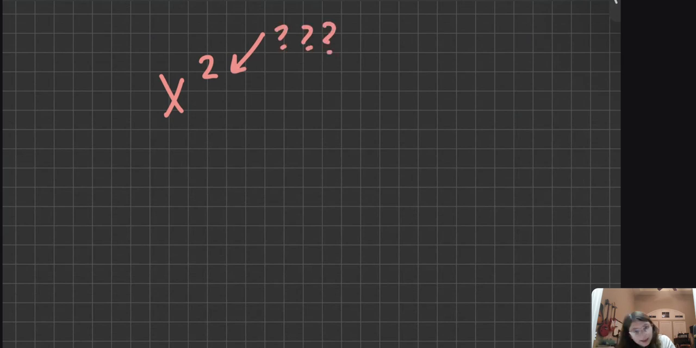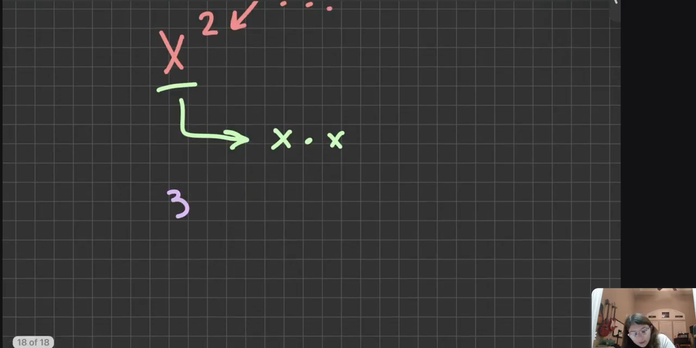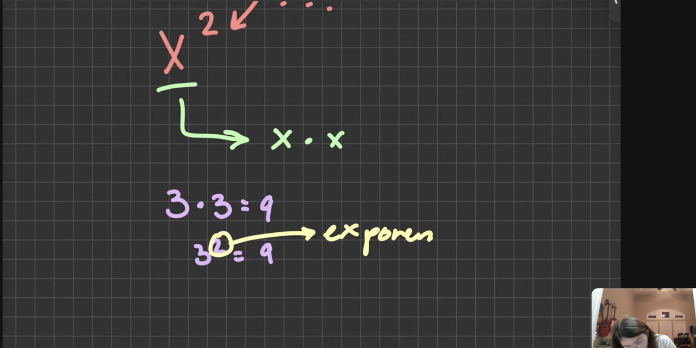What is that little thing, right? So basically, a square is just telling you to multiply a number by itself, right? That's all it is. So for example, 3 times 3 equals 9, right? So 3 squared is equal to 9. They mean the same thing. So you see that this little 2 up here, that is something called an exponent. That basically tells you to multiply the number by itself 2 times because it's a little 2.